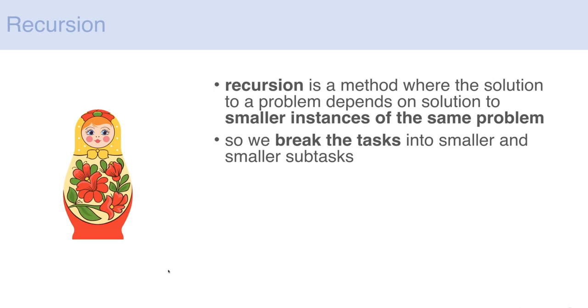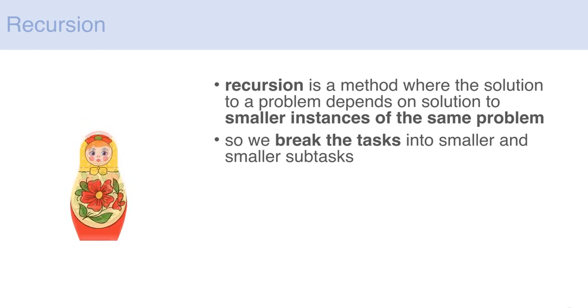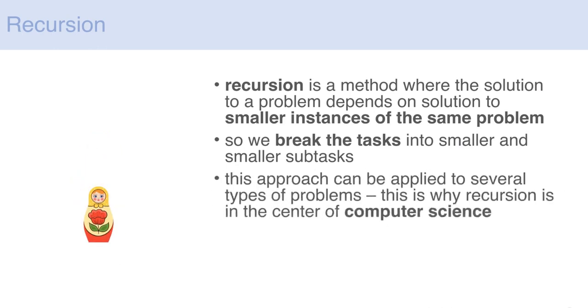This is very similar to the Russian dolls, where items include smaller and smaller items recursively. So we have the smaller one, then the smaller one, until we hit the smallest item. This approach can be applied to several types of problems. This is why recursion is in the center of computer science.